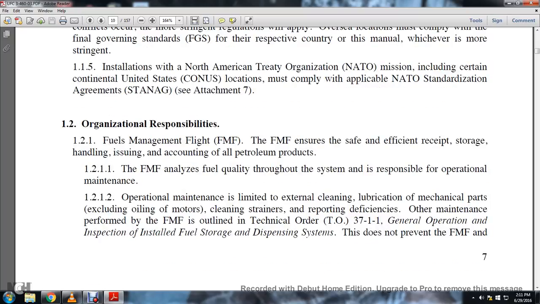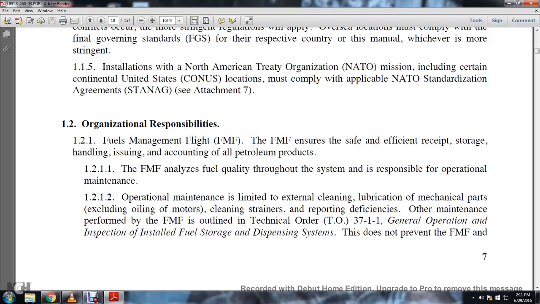1.2 Organizational Responsibility. 1.2.1 Fuel Management Flight, FMF. The Fuel Management Flight ensures safe and efficient receipt, storage, handling, issue, and accounting for all petroleum products. It analyzes fuel quality through the system and is responsible for operational maintenance. 1.2.1.2 Operational maintenance is limited to external cleaning, lubrication of mechanical parts excluding oil in motors, cleaning strainers, and reporting deficiencies. Other maintenance performed by the Fuel Management Flight is outlined in Technical Order 37-1-1, General Operation and Inspection of Installed Fuel Storage and Suspension Systems.